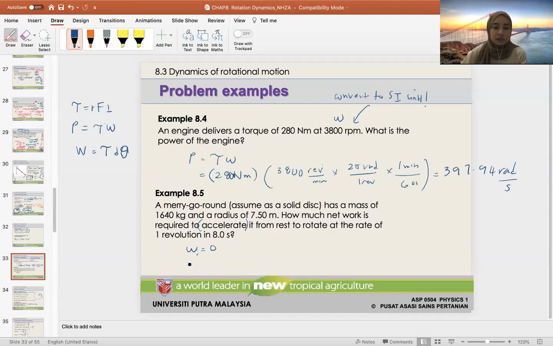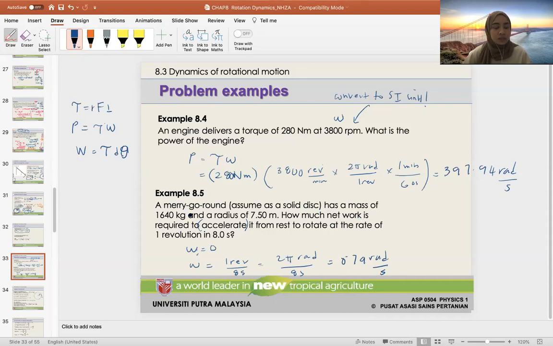at the rate of 1 revolution in 8 seconds. So we want it to rotate at 1 revolution in 8 seconds, which means it's 2 pi, because 1 revolution is 2 pi radians over 8 seconds. So that gives me 0.79 radians per second. Okay, again, how much net work is required?